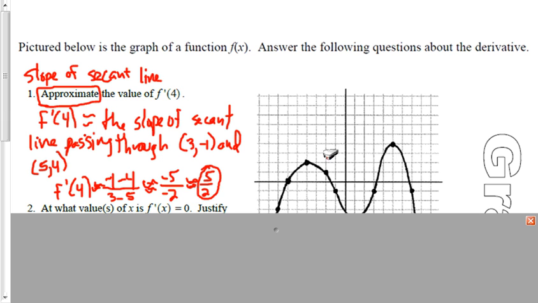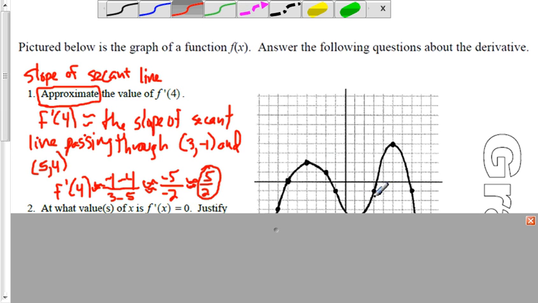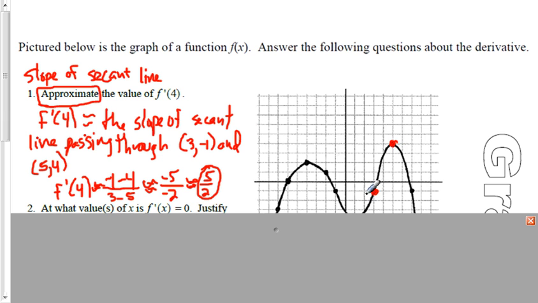So what I'm doing here is I'm using this point right here and this point right here, and that's going to be a secant line, and that's going to help me figure out what this tangent line is. Again, it's approximation, it's not exact. All right, and so we use the slope formula, change in y over change in x, and we get 5/2.